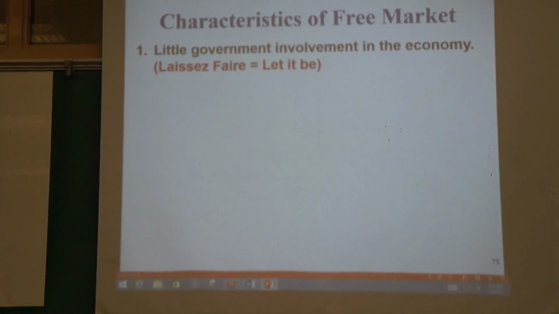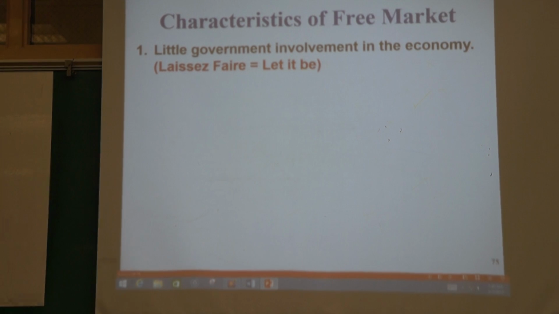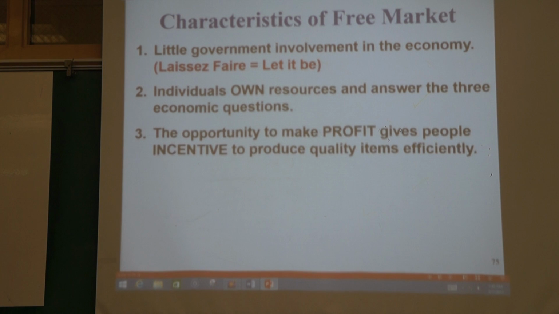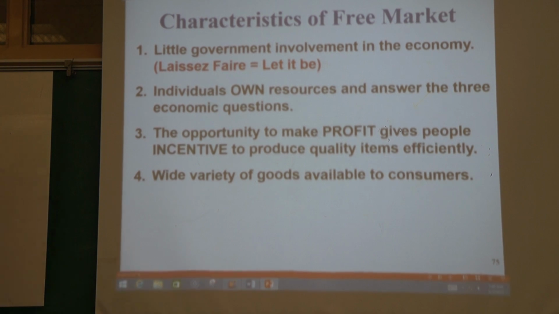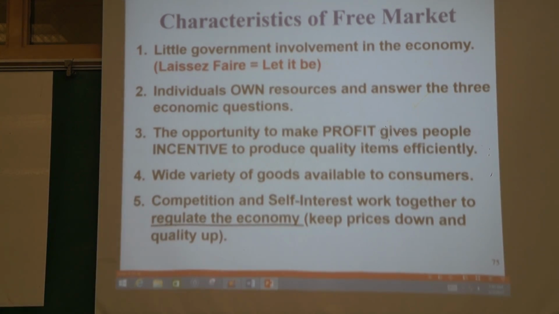Okay, and then the characteristics of the free market: little government involvement in the economy, so laissez-faire. We own the resources and answer the 3 economic questions. Okay? The opportunity to make profit gives people incentive, and that goes with the invisible hand. There's a lot of goods, there's competition, as I was saying with me and HQ going back and forth, that spurs it on. And then the last thing is pretty much the invisible hand definition again.